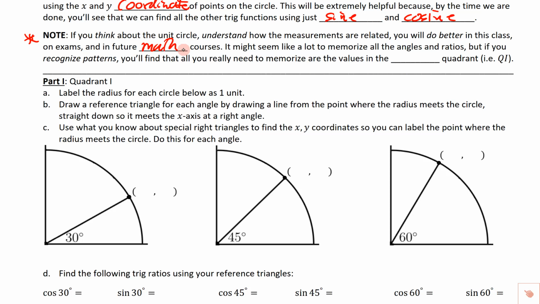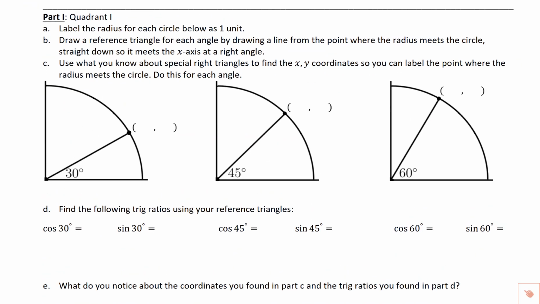Really all you have to know is the values in the first quadrant. If you know the first quadrant really well, Q1, everything else is going to be a piece of cake. So we're going to come down here, and here's the first part of the activity. So this is for quadrant 1. It says label the radius for each circle below is 1 unit. 1, 1, 1.